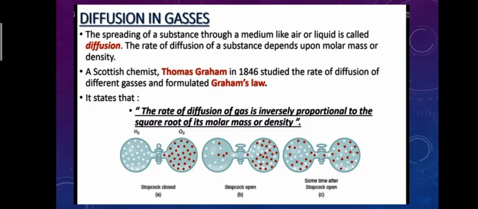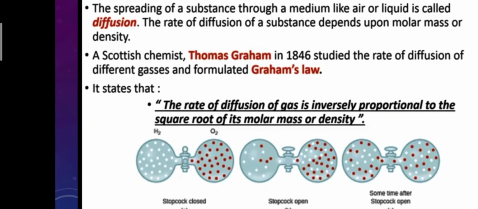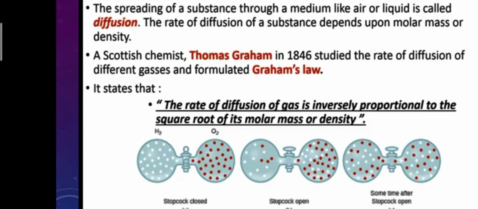Now diffusion in gases. The spreading of a substance through a medium like air or liquid is called diffusion. The rate of diffusion of a substance depends upon molar mass or density. A Scottish chemist, Thomas Graham, in 1846 studied the rate of diffusion of different gases and formulated Graham's law. It states that the rate of diffusion of gas is inversely proportional to the square root of its molar mass or density.